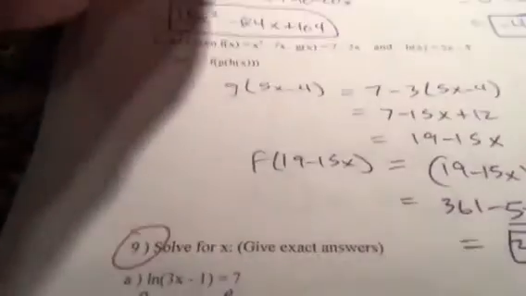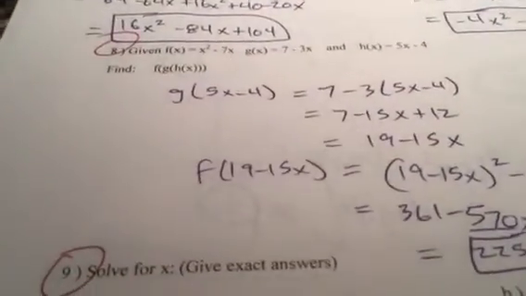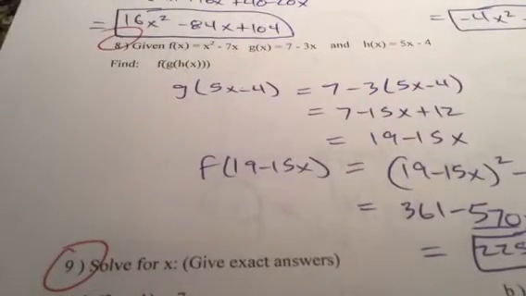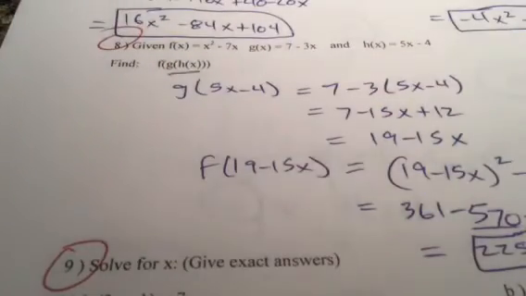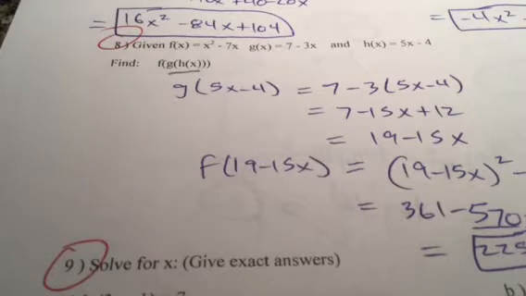All right, so we're going to move on. The ultimate composition here, f of g of h of x. Let's first do this one right here. We're first going to evaluate g of h of x.